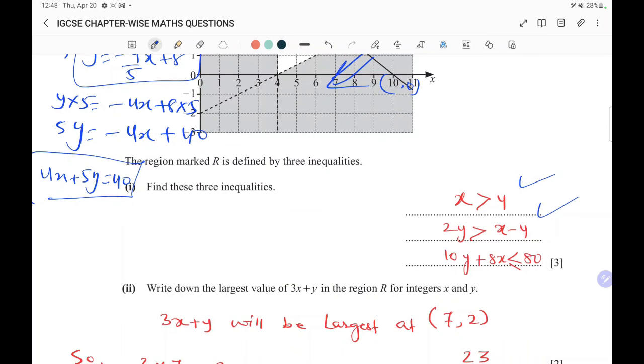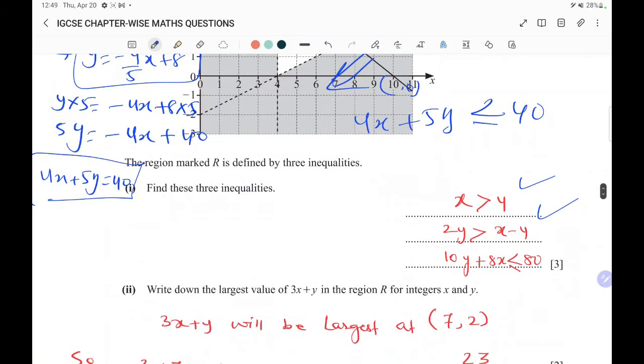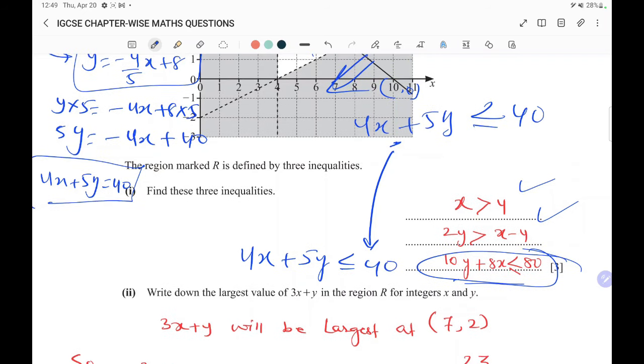It's the same, no? I'm trying to tell you 4x plus 5y less than or equal to 40. Here it is written 10y plus 8x less than 80. So it's the same thing, just multiply by 2, or here you can divide by 2, then you will get the same result. So either you can write this or you can write this, doesn't matter. For example, I will write this one, 4x plus 5y less than or equal to 40. Okay, that's fine.